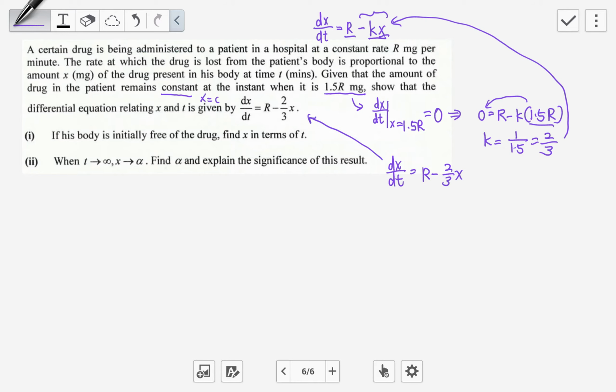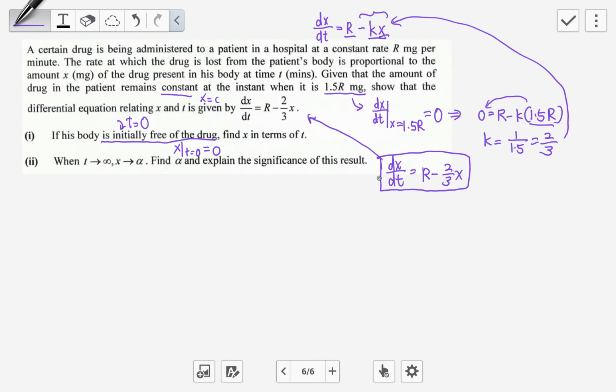Then, if his body is initially free of drug, this sentence really means that x, the amount of drug in the body, at time t equals 0 is 0, because there's no drug in it initially. Then we are asked to find x in terms of t. So first we have to find an equation in terms of x and t.